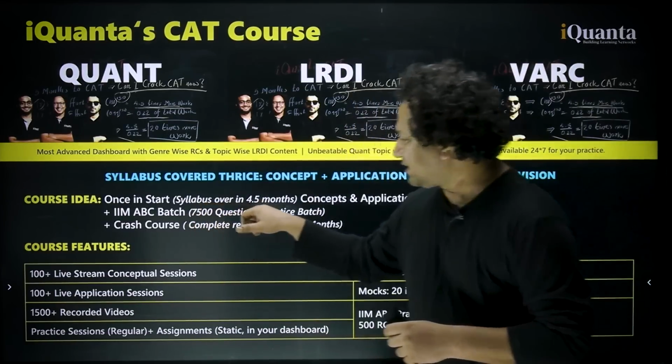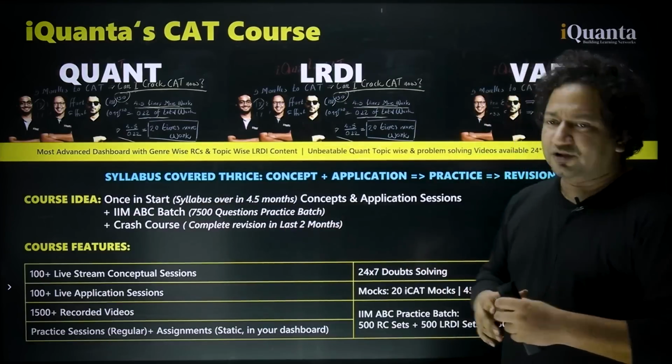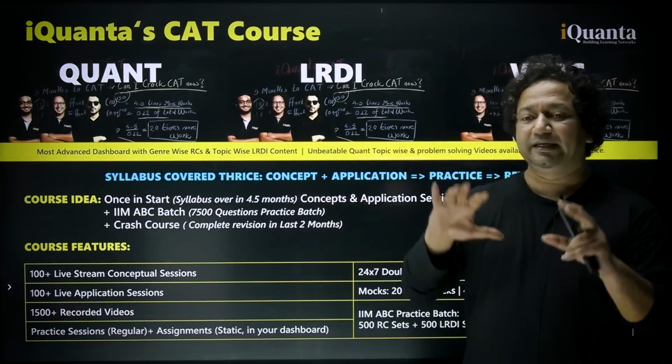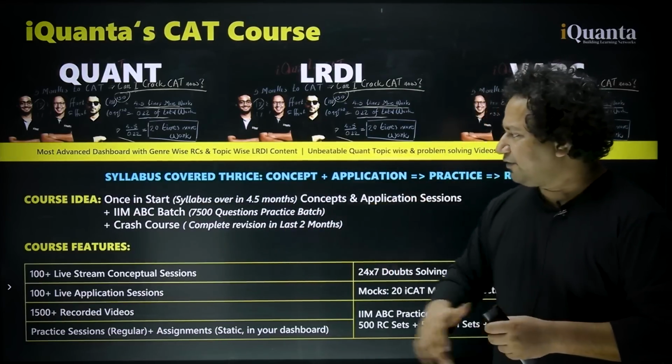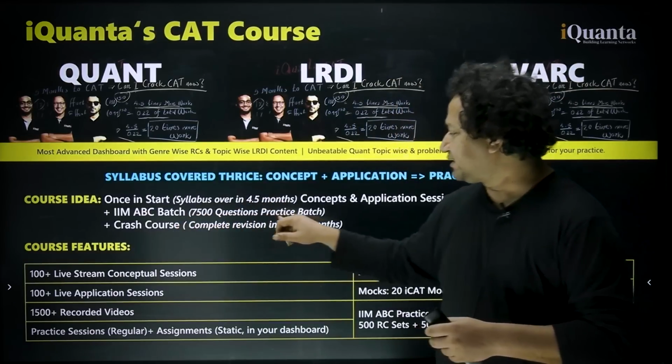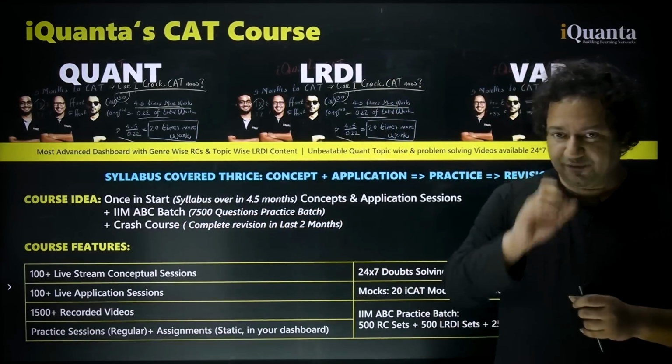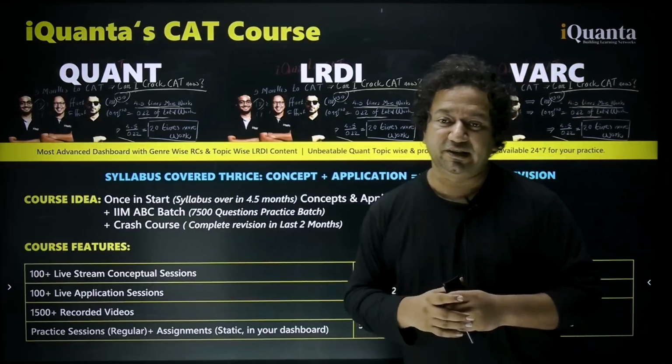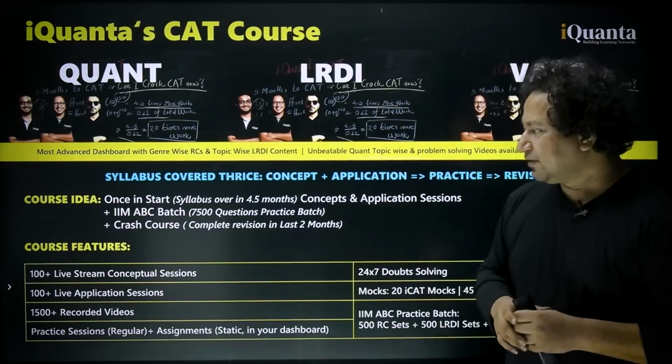In the start, the syllabus will be covered in 4.5 months through conceptual and application classes, that is the dual pedagogy, we'll talk about that. Then we have IIM ABC batch in which you'll be getting 7,500 questions for practice. Then we have crash course, complete revision in the last 2 months. The course features are as follows.